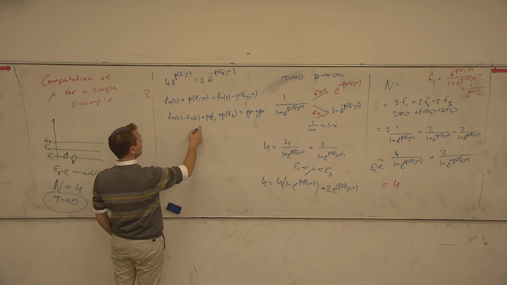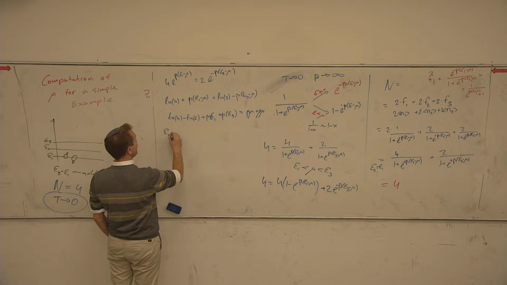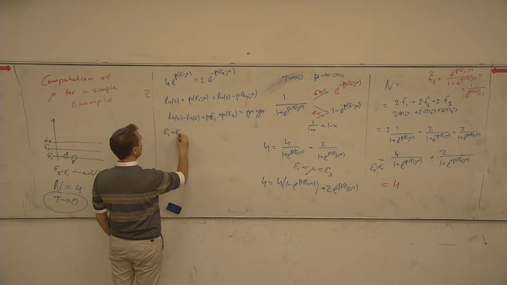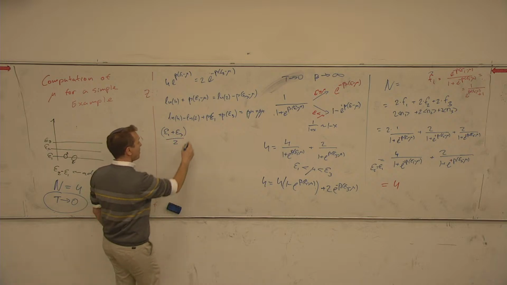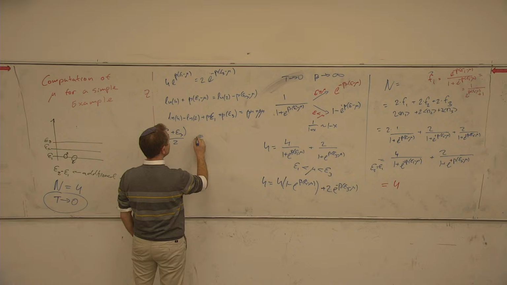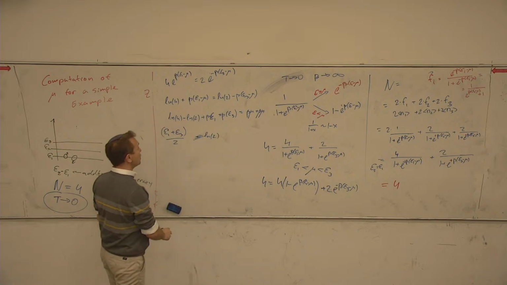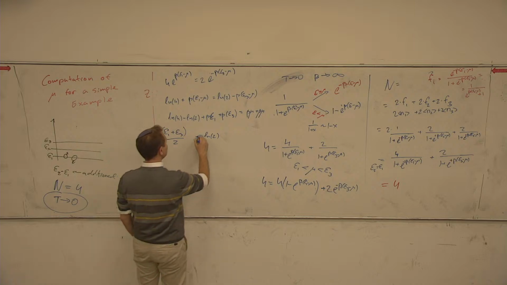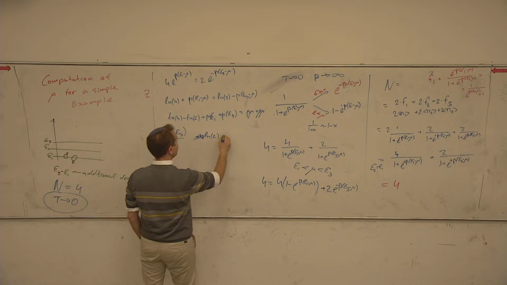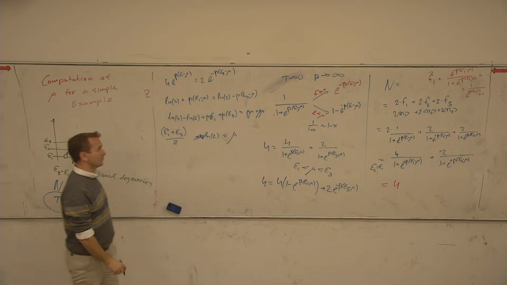Okay, so look at this. We have (epsilon 1 plus epsilon 3) divided by 2 plus log of 2 multiplied by k Boltzmann T. This is mu.